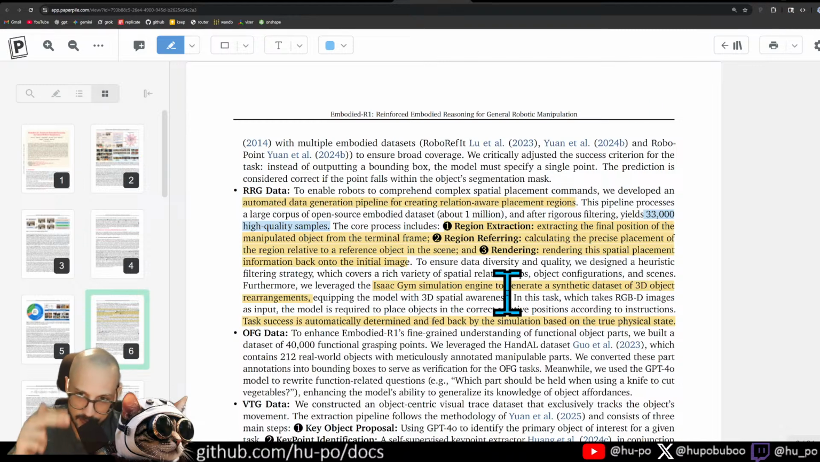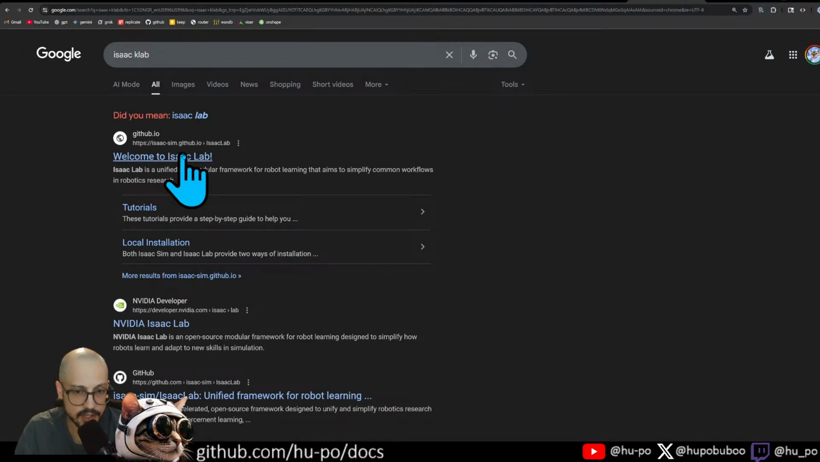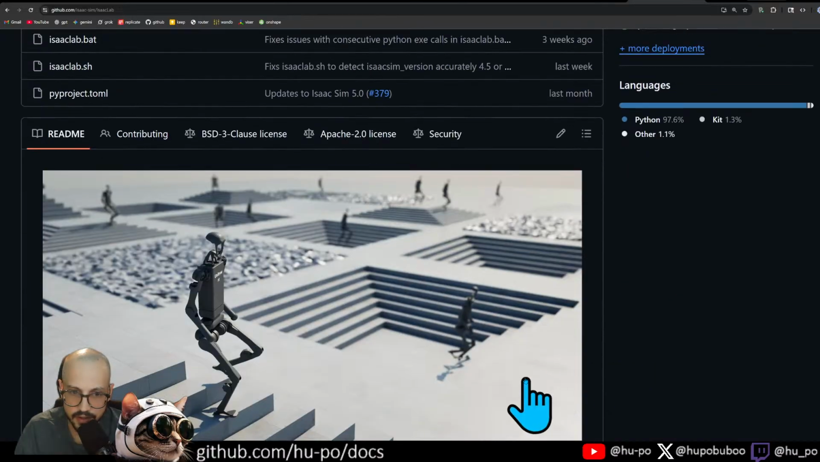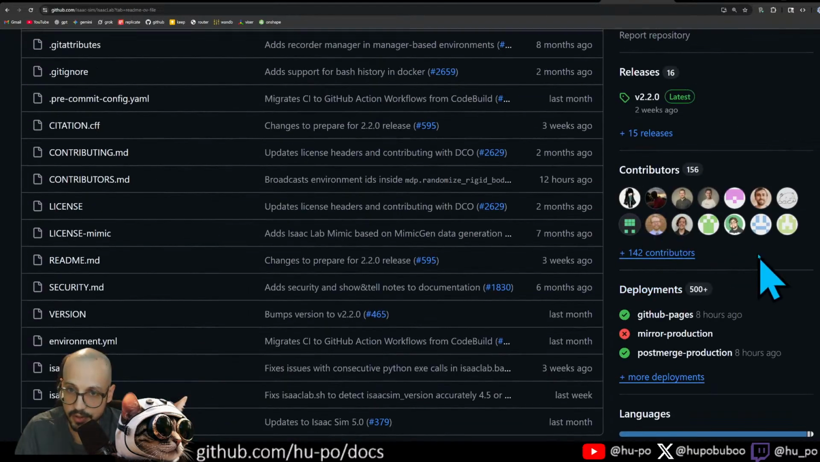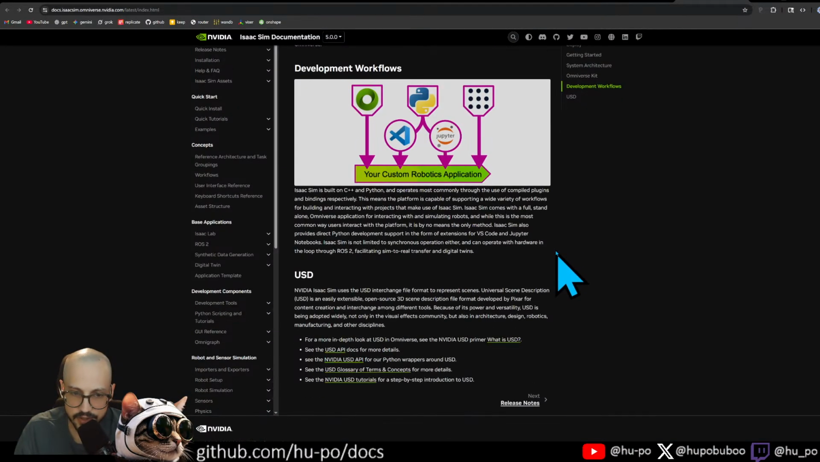There's a process where first you extract the final position of the object, then you calculate the precise placement of the object, and then you render the spatial arrangement back into the initial image using Isaac Gym, which, by the way, they just released a big update to. So I saw this: Isaac Lab and Gym, they recently pushed a bunch of updates here. You can see version 5.0 and Isaac Sim also version 5.0, so it seems like they're consolidating.